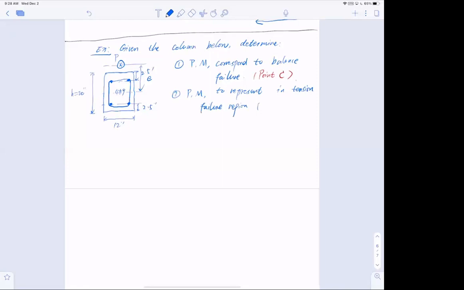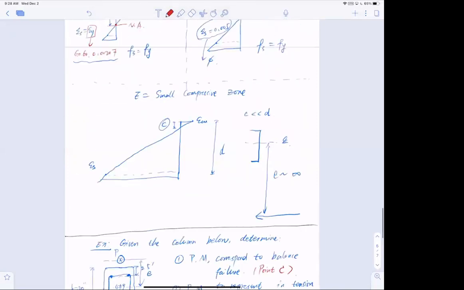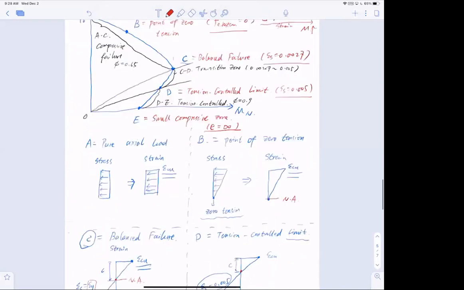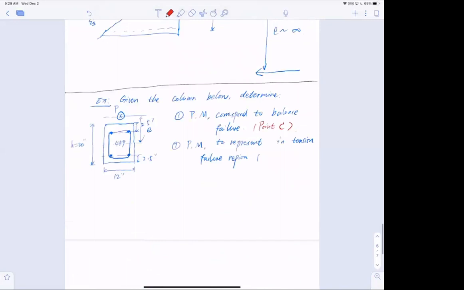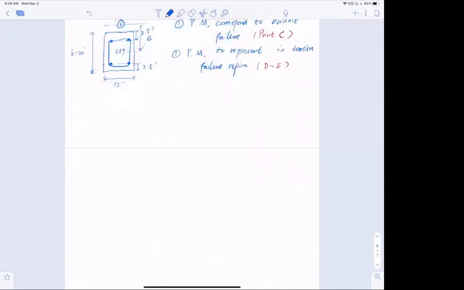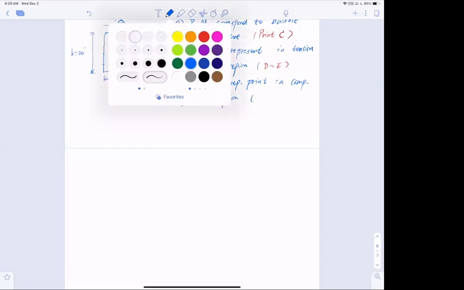That means I need to pick a point, right? Tension failure, so take a look at the diagram. What is the tension failure? Tension failure means D to E, so somewhere between D and E. And number 3, axial force and bending moment representing a point in the compression failure region. That is actually A to B.